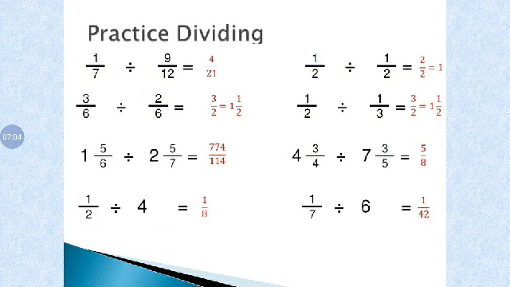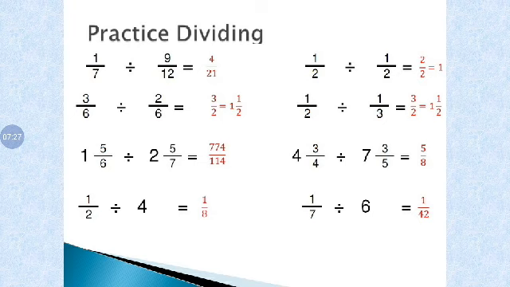1 by 7 divided by 9 by 12 equal to. So keep it, change it and flip it. Keep it means don't change the first fraction. Change it means division into multiplication. Flip it means to form a reciprocal. So 1 by 7 into 12 by 9. We get a value 4 by 21.